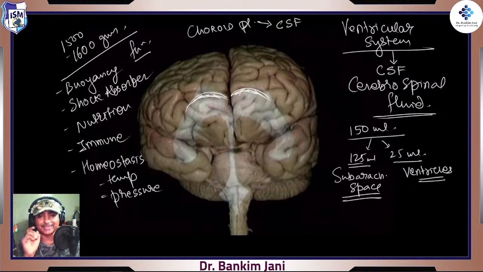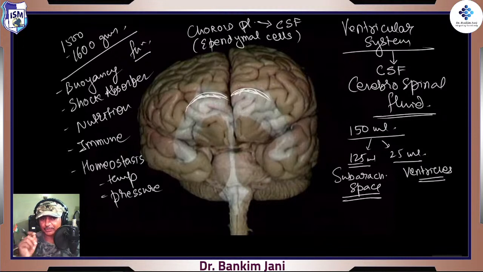Because there are special cells, those cells which are called ependymal cells. Do remember ependymal cells. And when we'll be talking in depth, I'll tell you something which is very interesting. Ependymal cells, so they keep on working for the entire day, and they create about 400 to 600 ml of CSF.